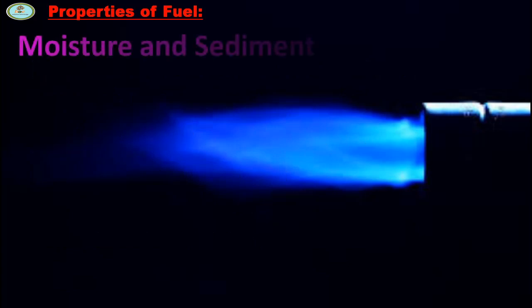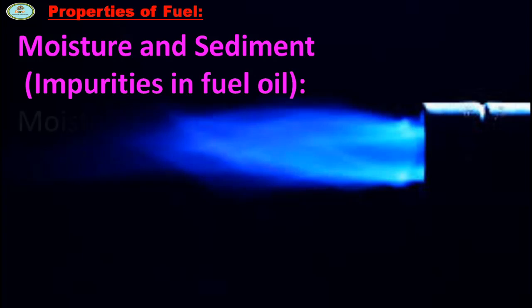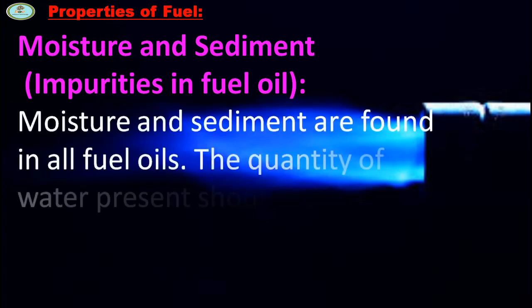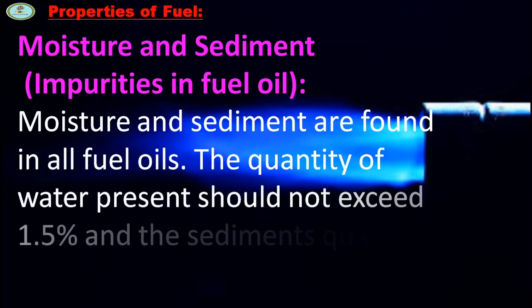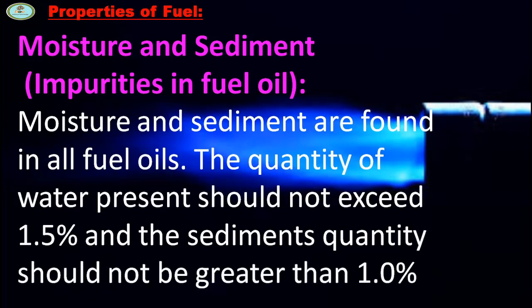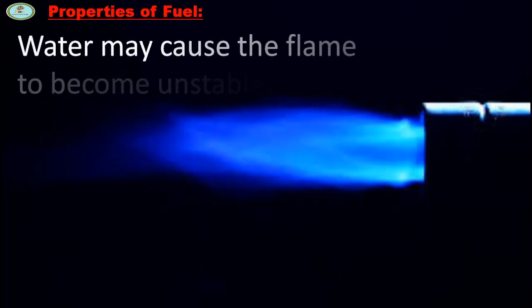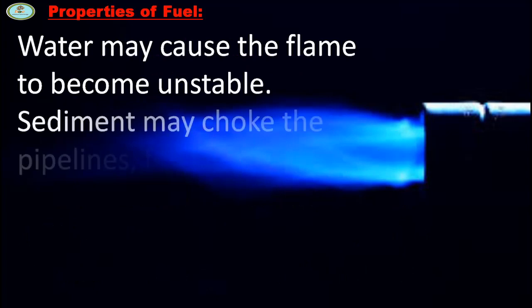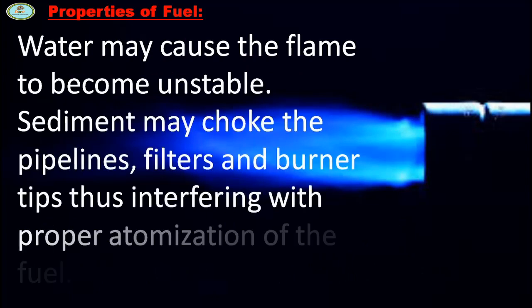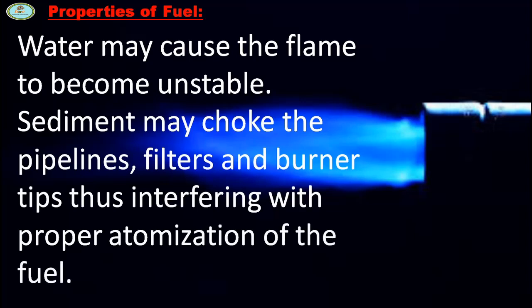Next one is moisture and sediment impurities in fuel oil. Moisture and sediment are found in all fuel oils. The quantity of water present should not exceed 1.5% and the sediment quantity should not be greater than 1%. Water may cause the flame to become unstable. Sediment may choke the pipeline, filters and burner tips, thus interfering with the proper atomization of the fuel.